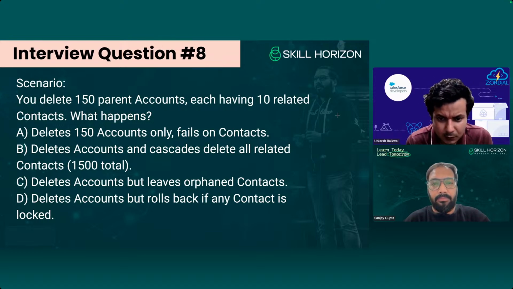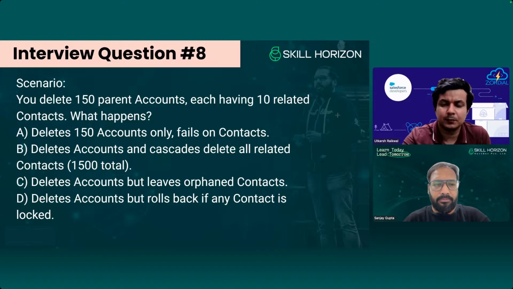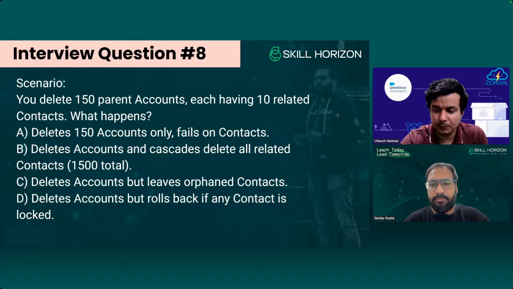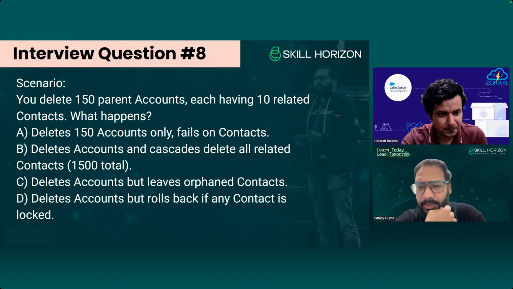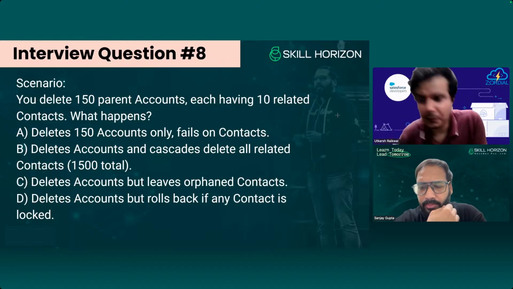So I'm just waiting for your responses. So here, 8, B: Jogesh is saying B, Ganesh is saying C, Nishantani is saying C, Sujita is saying C.